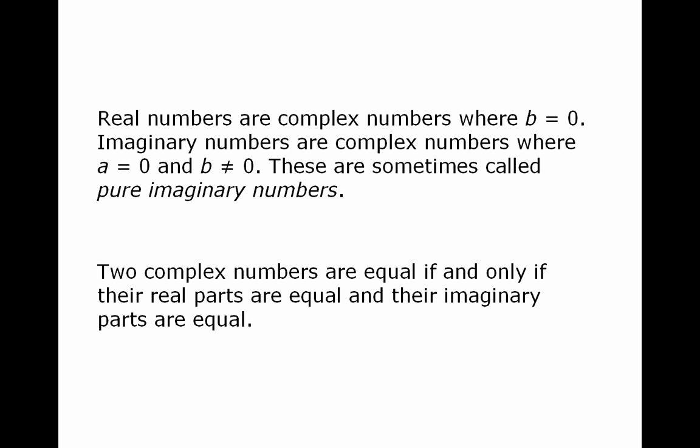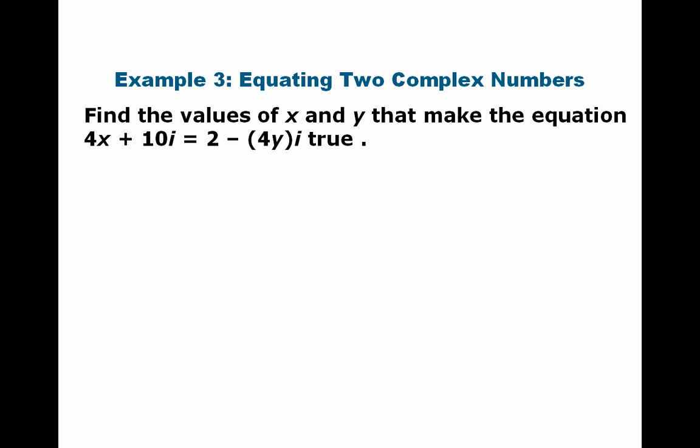Two complex numbers are equal if and only if their real parts are equal and the imaginary parts are equal. So they must look identical in order for two complex numbers to be equal. So let's find the values of x and y in this example that make the equation 4x plus 10i equals 2 minus 4y times i true.